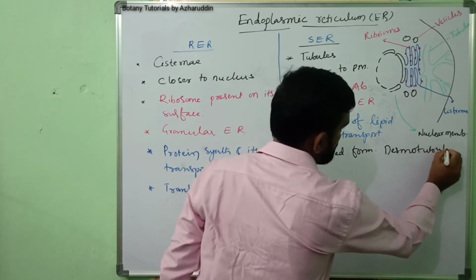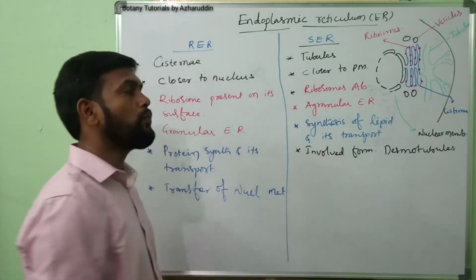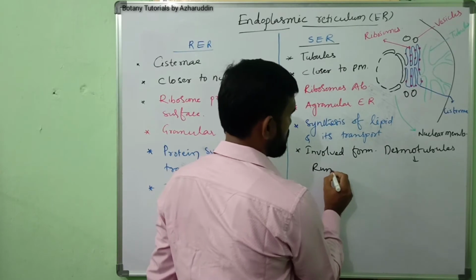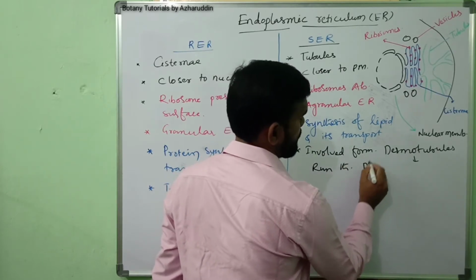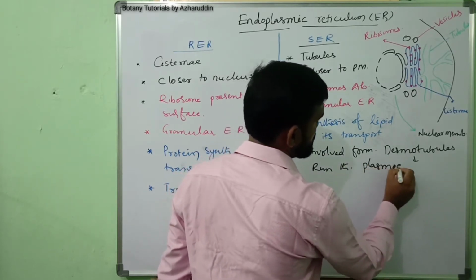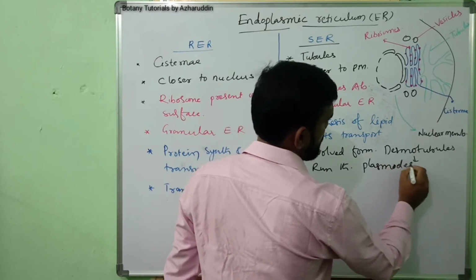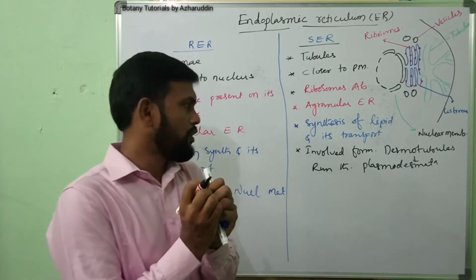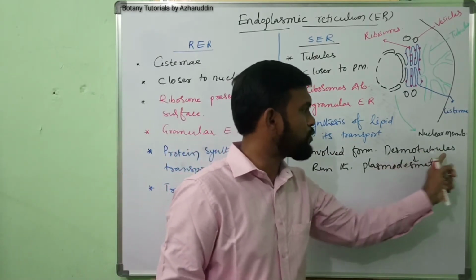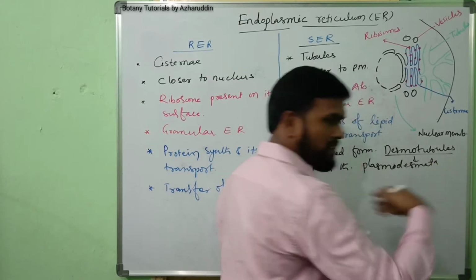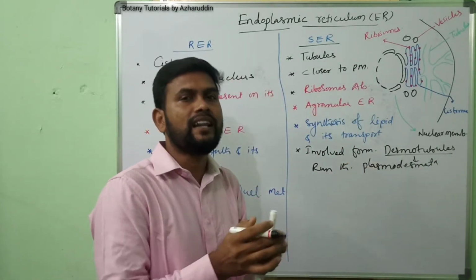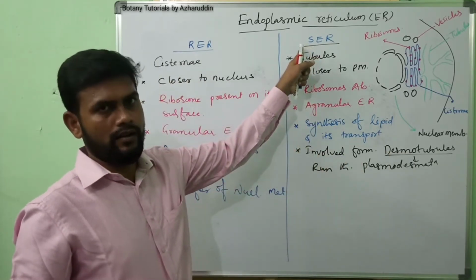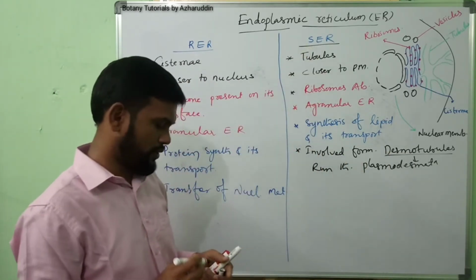These desmotubules run through plasmodesmata. Where are the plasmodesmata present? Plasmodesmata are present between two adjacent cells. Through plasmodesmata, these desmotubules pass. They act like channels between two cells. They are formed by SER, smooth endoplasmic reticulum.